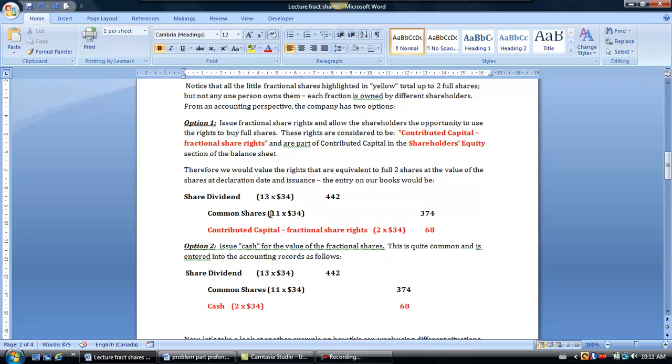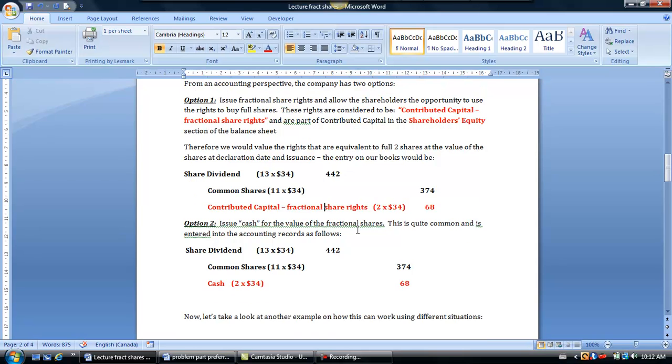I'm going to credit the common shares, but notice I've only got 11 full shares that I can issue, right? At $34 a share, which again is the market value. And the balance, those other partial shares that make up 2 shares, that's the value of my fractional share rights, and I'm valuing them at $34 for each full share that those fractions create, and crediting contributed capital on fractional share rights for $68. And this would show up in the contributed capital section of the balance sheet in the equity section.